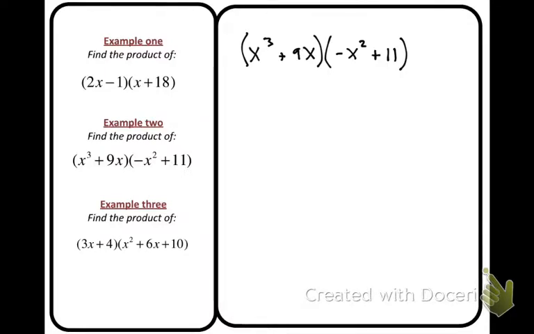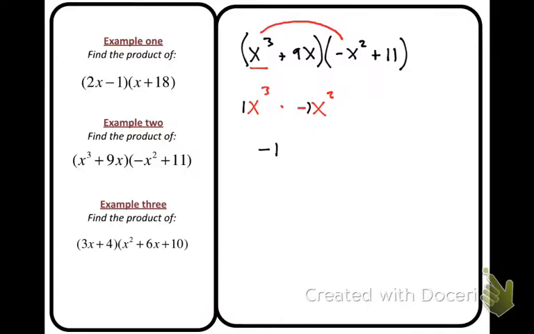So x cubed times negative x squared. If we're looking at this, I'm going to go ahead and break it down here on the bottom. I'm just going to do it for the first one and not the rest. So x cubed, and we're multiplying it to negative x squared. We know that the numbers in front are ones. So 1 times negative 1 gives us a negative 1.